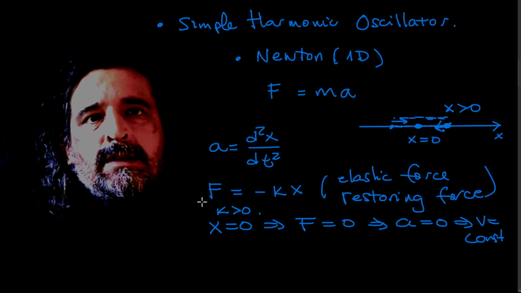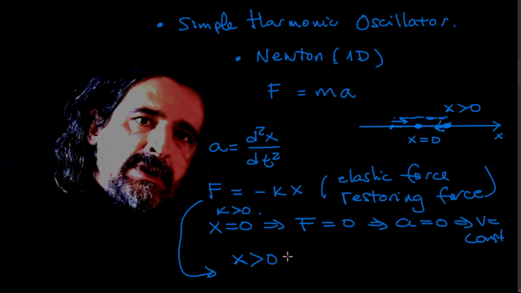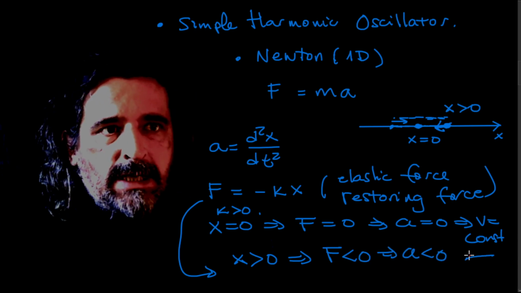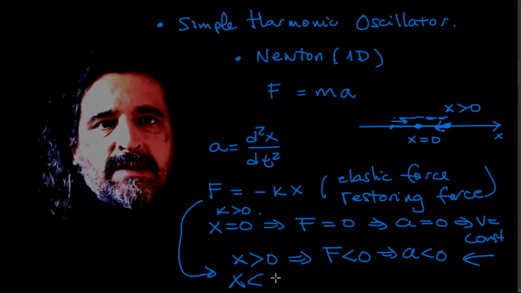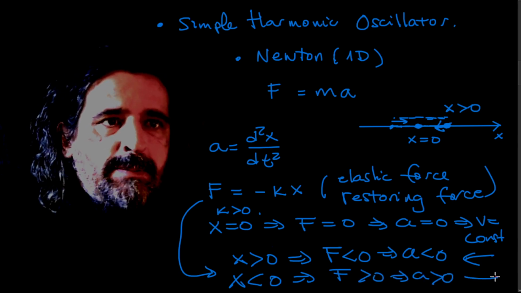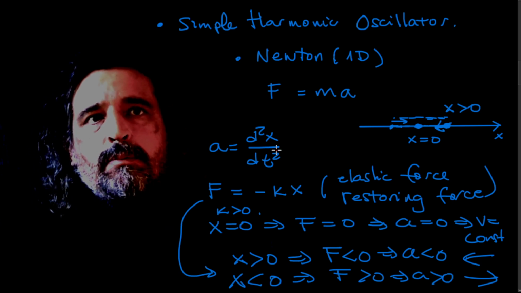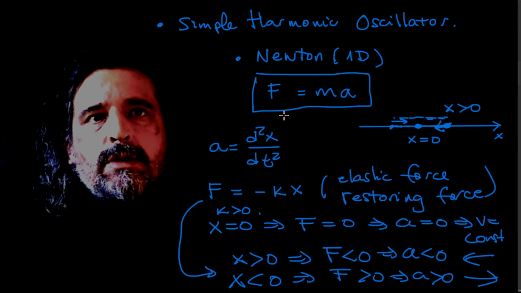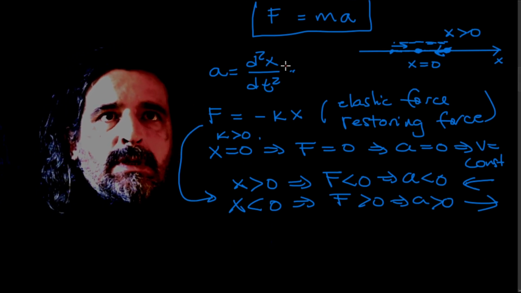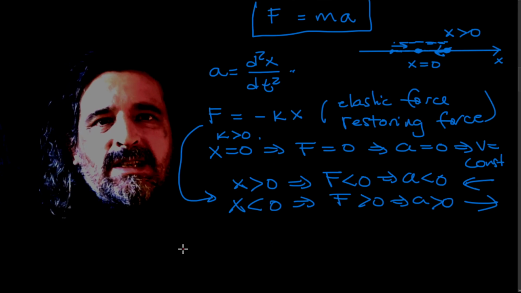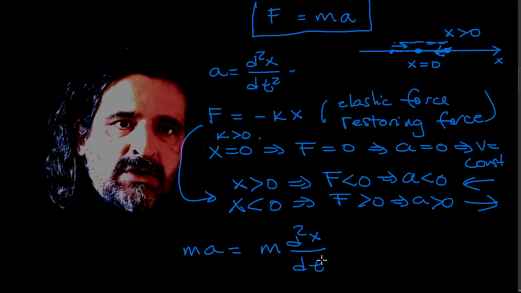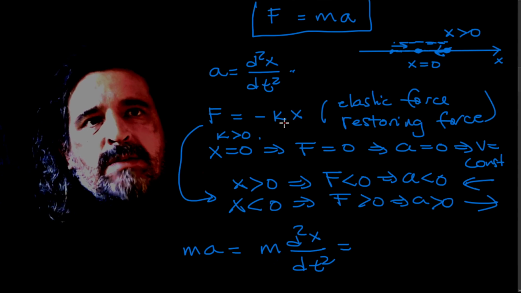So when x is larger than 0, then the force is negative, and the acceleration is negative. It means the particle accelerates that way. When x is less than 0, then the force is positive, and the acceleration is positive, and the particle accelerates that way. But this is a differential equation, because that's the second derivative with respect to time. So let me write that differential equation. Force, mass times acceleration, is equal to mass times the second derivative of the position with respect to time twice, and is equal to the force, which is minus kx.